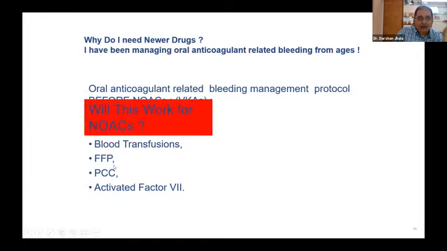So why should I need a newer reversal agent? The question is, will this work with NOACs? Let's see why it may not work with NOACs. It certainly does not work with NOACs. Now this is a bit of a surprise.